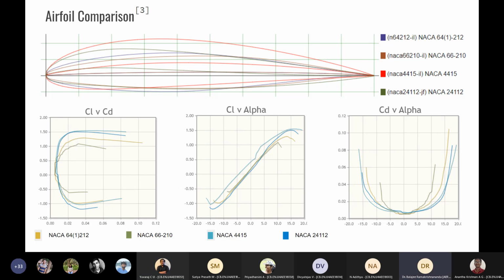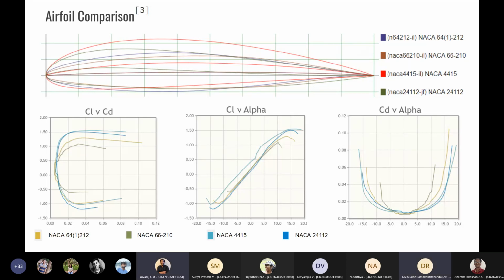Then actually you can go for a thicker airfoil, even though performance is not good. What is the thickness of the airfoil you have chosen? It's 15%, sir. You have chosen this NACA 4415, is it? Yes, sir. Okay. Good. No problem. You've done the right thing. Great.